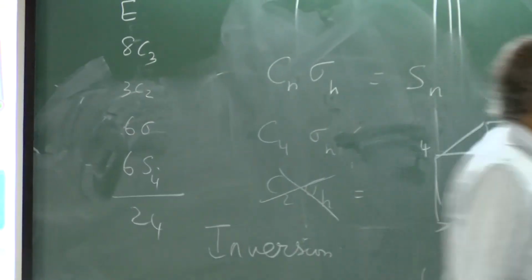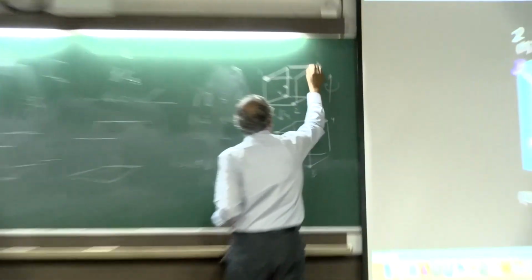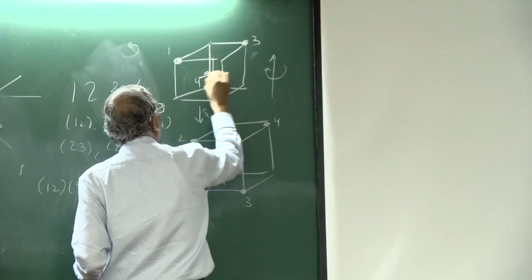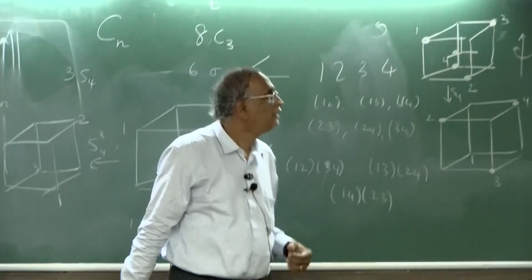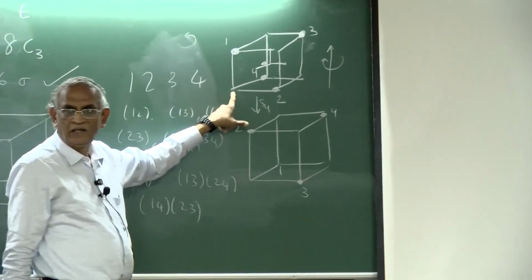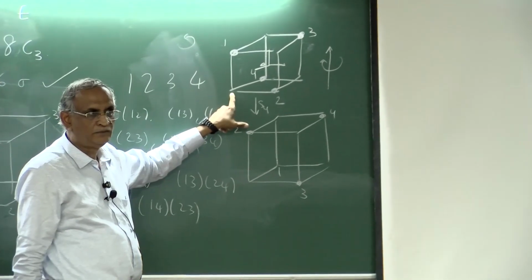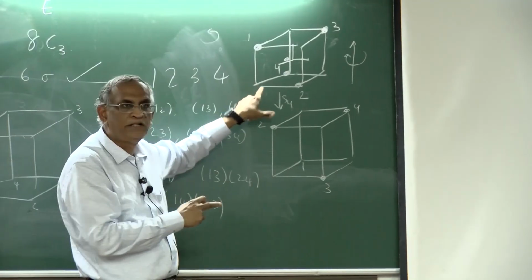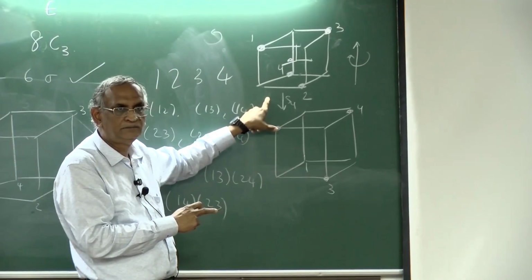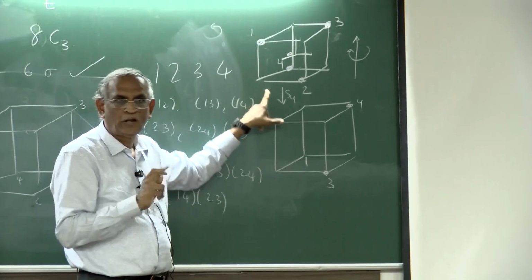So, example is this. If you have the axis system this way, so 3 has some coordinates, X, Y, Z. Its inversion will be here, minus X, minus Y, minus Z. But that's not an element of symmetry here because there's no atom here. Therefore, I is not present here.